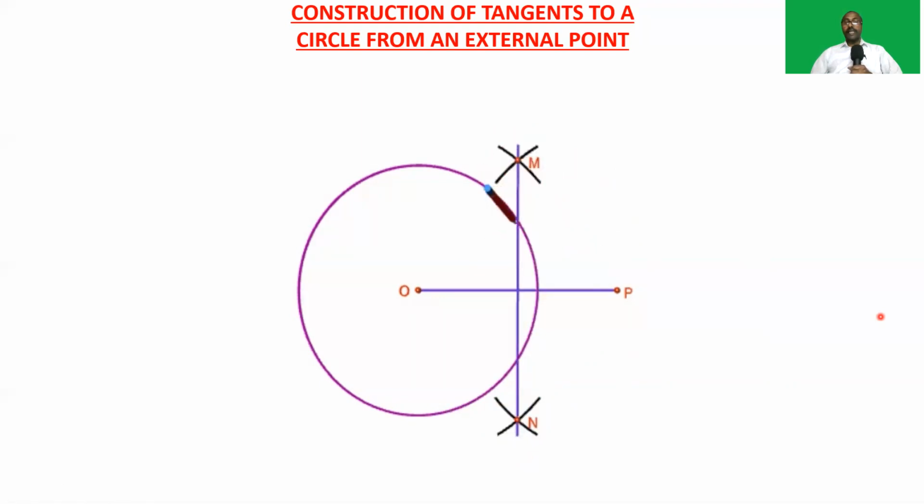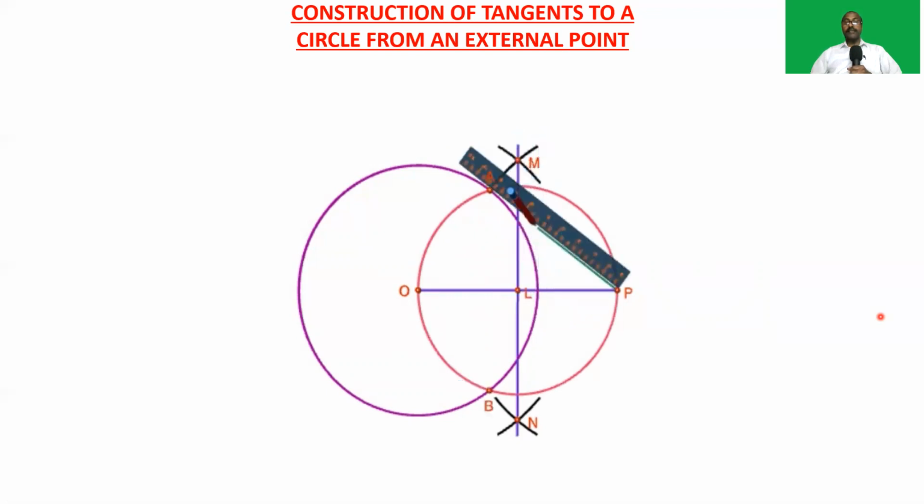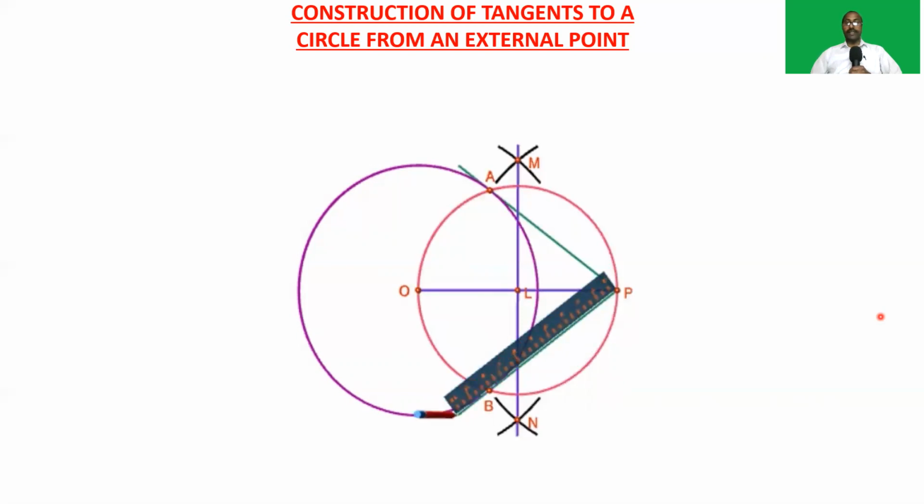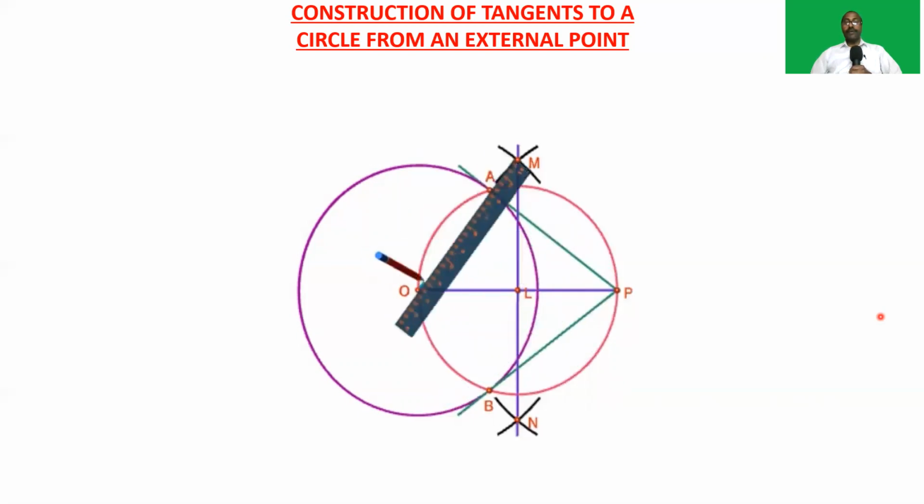Now take the intersection point of this perpendicular bisector and OP as L, and draw a circle with L as center and LO or LP as radius. Now the intersection points of these two circles be A and B. Now by joining PA and PB, we get the tangents from P to the circle. Here PA and PB are the tangents to the circle. Okay, students. Now join OA and OB.